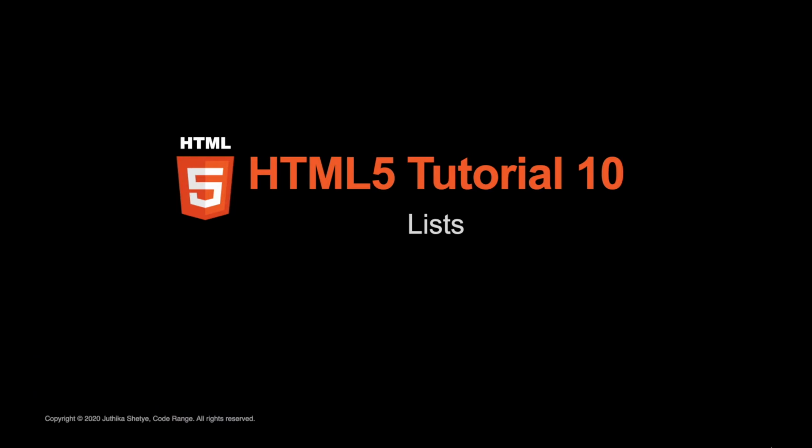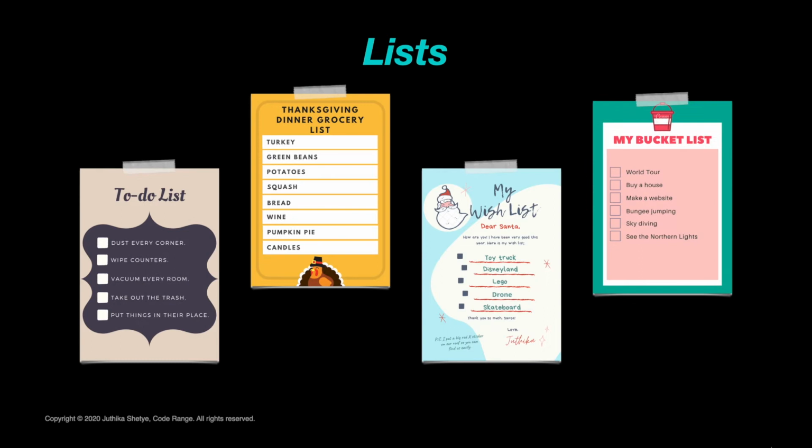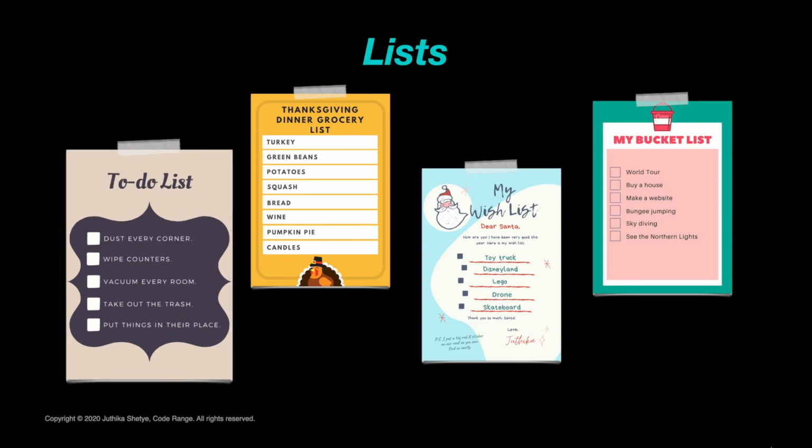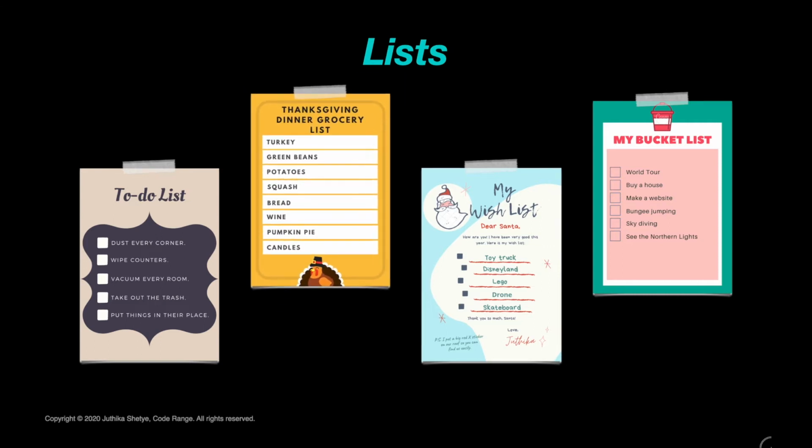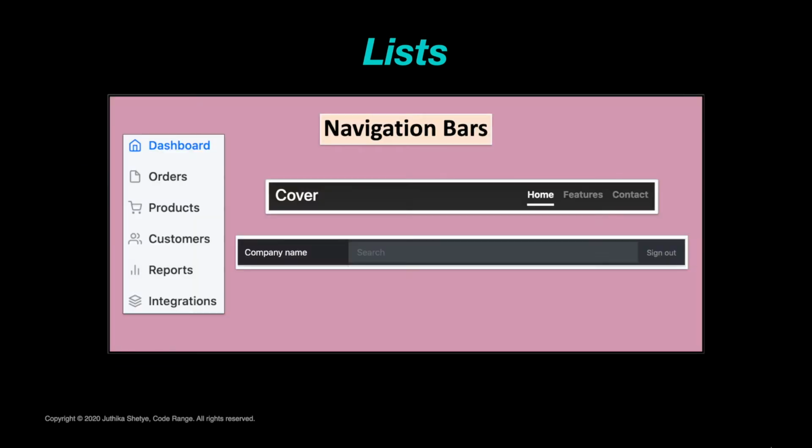Today, let's talk about lists. We use a lot of lists in our day-to-day life. To-do lists, grocery lists, wish lists, bucket lists. But we use lists on the web even more, including for things that don't really look like a list. Most of the time, when you see a navigation bar on a page, that's a list of links.